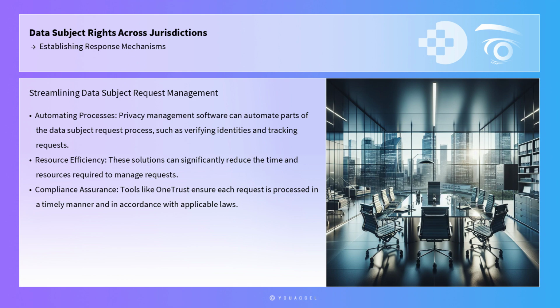Technology solutions can further streamline the response process. Privacy management software can automate parts of the data subject request process, such as verifying the identity of a requester, tracking the status of requests, and generating reports for compliance audits. These solutions can significantly reduce the time and resources required to manage requests. An example of such a tool is the OneTrust privacy management software, which offers modules specifically designed for handling data subject requests, ensuring that each request is processed in a timely manner and in accordance with applicable laws.